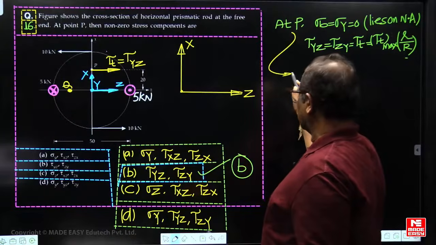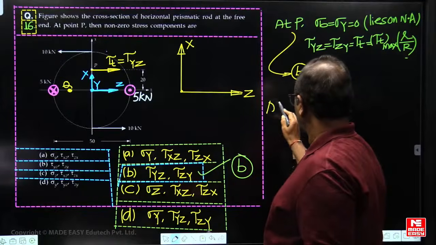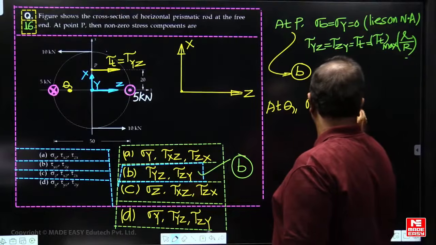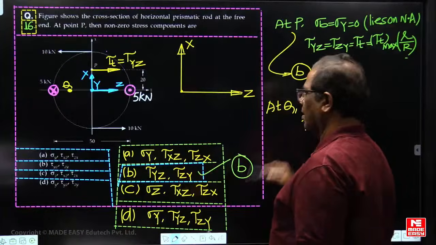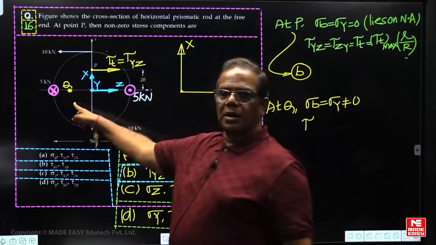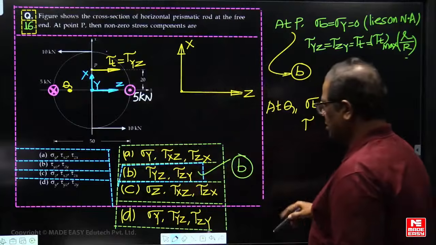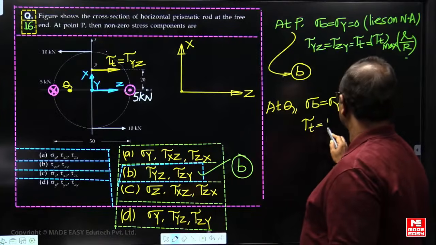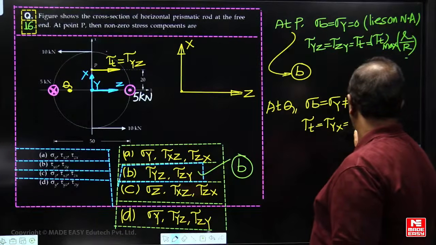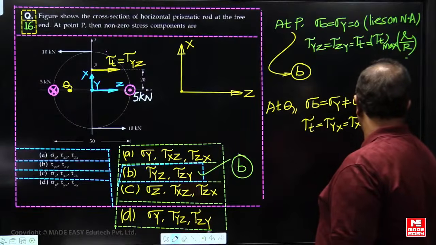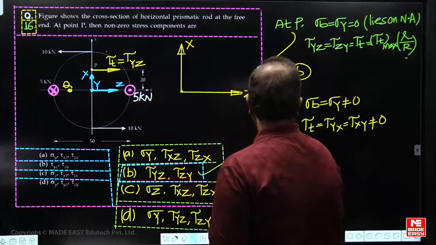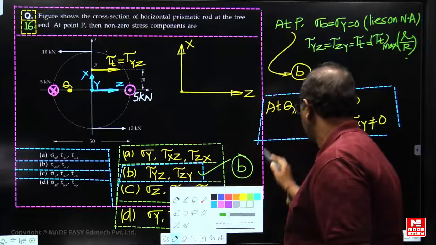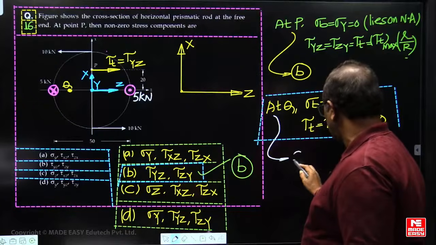So at point P, the answer is B. At Q, bending stress is non-zero. And what about the torsional shear stress? In which direction will this be? Tau yx. Then the answer is A. So with respect to Q, A is the answer.